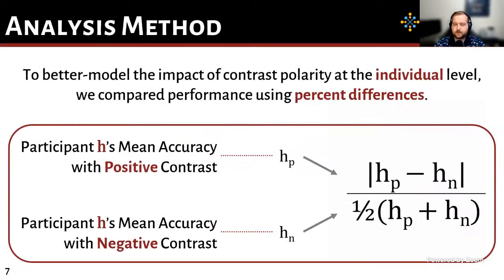As for how we try to quantify how contrast polarity impacted their performance, we use something called percent differences. Essentially, if you take one value, say their mean accuracy with positive contrast, and then that same person's mean accuracy with negative contrast, so 2 different values, you can take the absolute value of their difference and divide it by the mean of those 2 values.